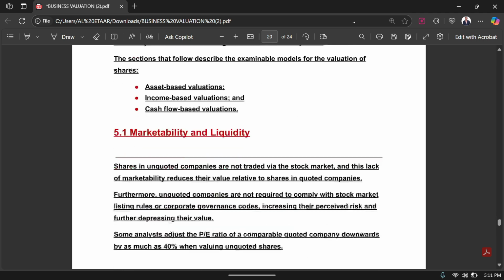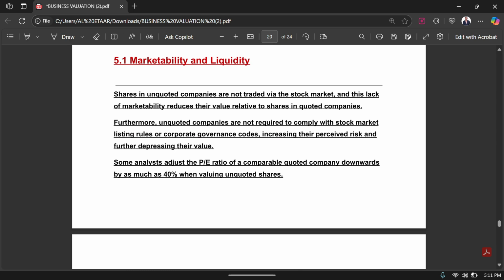Then we have marketability and liquidity. So marketability: the unquoted company is less marketable. Why? Because they are not traded via the stock market. Okay. So this reduces their value relative to shares that are listed on the stock market, that are in quoted companies. Okay. Furthermore, unquoted companies are not required to comply with stock market listing rules or corporate governance code, increasing their perceived risk and further depressing their value.